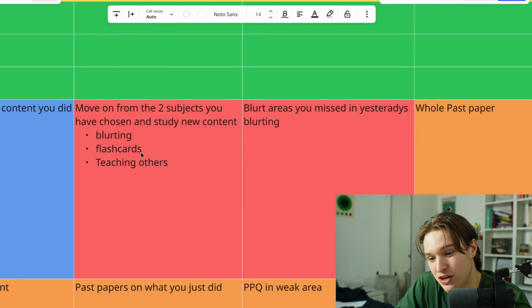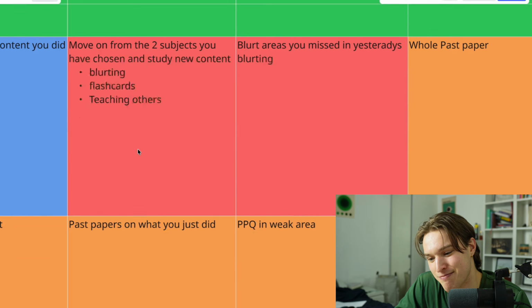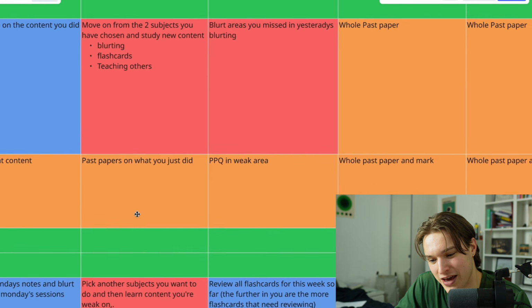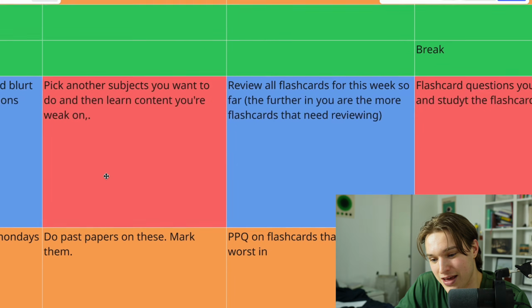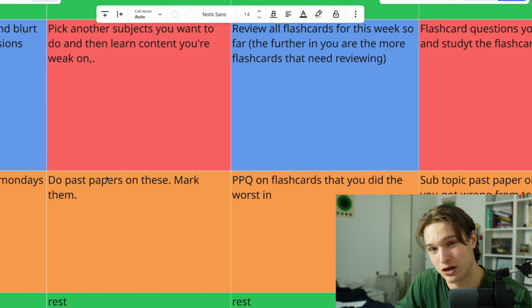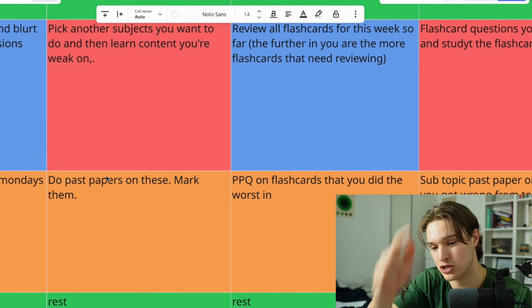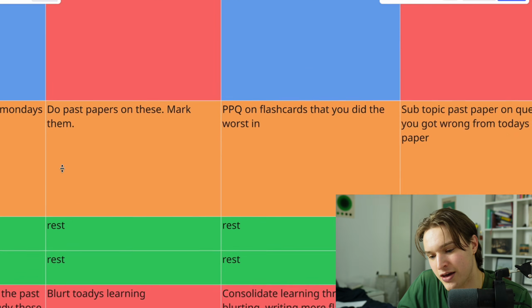So, once again, learn the new content. It's kind of like Monday morning. Blurting, flashcards, teaching others. Then, past paper questions on what you just did. Mark it. Rest. Next, pick another subject you want to start learning. Let's say maths. Start learning on it, the week content. And then, remember, how do you know your week content? Go into specification. If it's red, highlight it, do that. Then, past paper questions. Mark it. Have a rest.